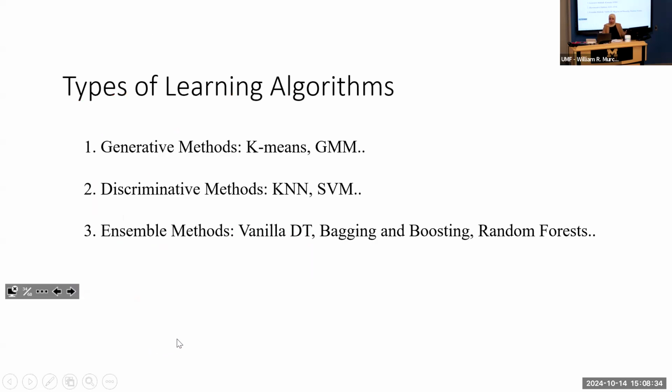What we are going to see in the second part of the semester: we are going to explore learning in the context of machine learning, and then there will be a second part where we will see learning in the context of deep learning and advanced deep learning. So in this short period of time, we're going to see generative methods like K-means and the Gaussian mixture. We are going to see discriminative methods like KNN and SVM. We are also going to see ensemble methods like vanilla decision tree, Bayesian and boosting, random forest, and so on.